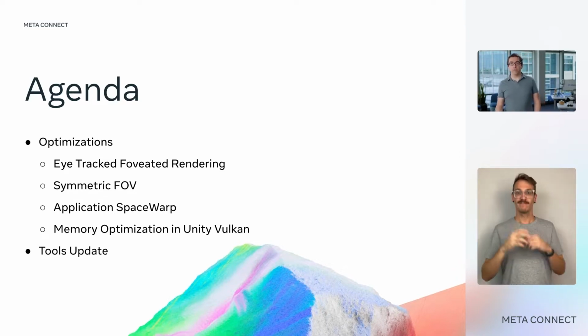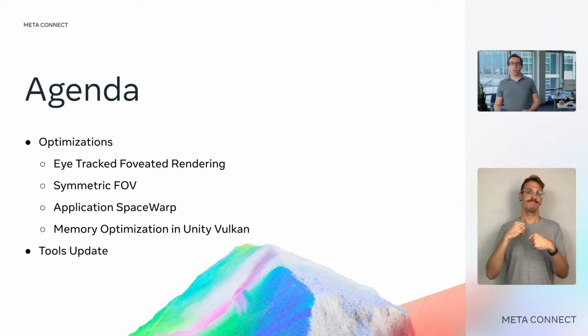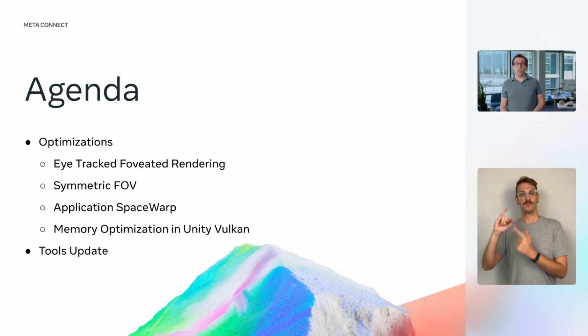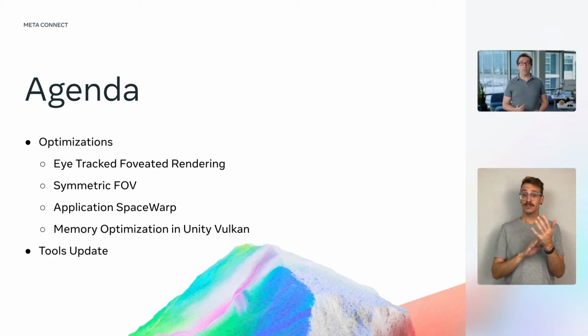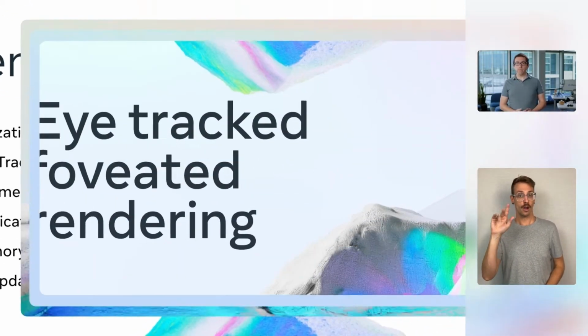We'll discuss symmetric FOV and give a quick update on application space warp that we introduced last year. We'll also go over some of the memory optimizations that we shipped for Unity Vulkan. And finally, Jimmy will present an update on some of the valuable tools that developers use for maximizing the potential of their applications. This includes some improvement to Perfetto, as well as RenderDoc Meta Fork, formerly known as RenderDoc for Oculus.